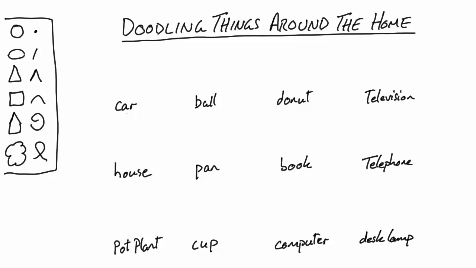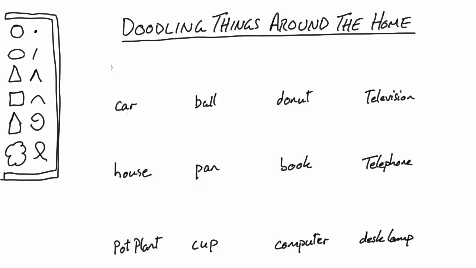Now, for today's lesson, we will look at using the visual alphabet again, as I have it outlined on the side here. I've put it here just to remind myself exactly what those visual alphabet elements actually are. And we're going to look at doodling stuff around the home, sort of in and around the home. So let's have a look at what I came up with.